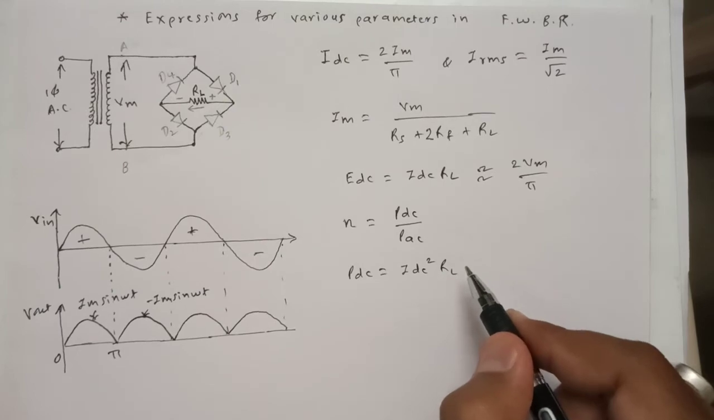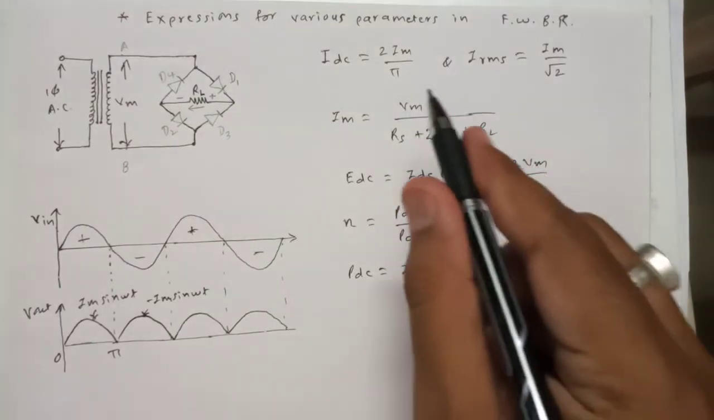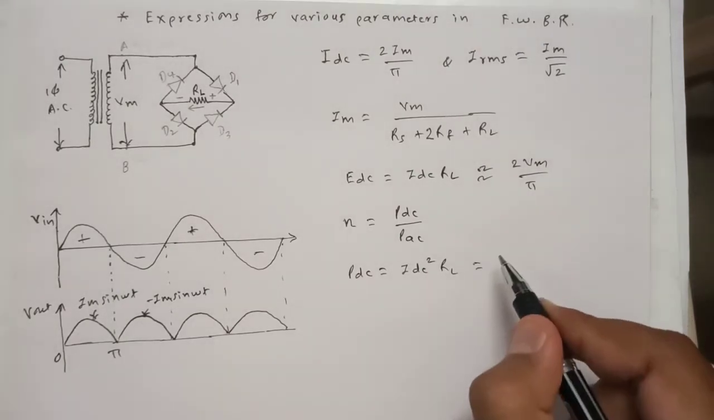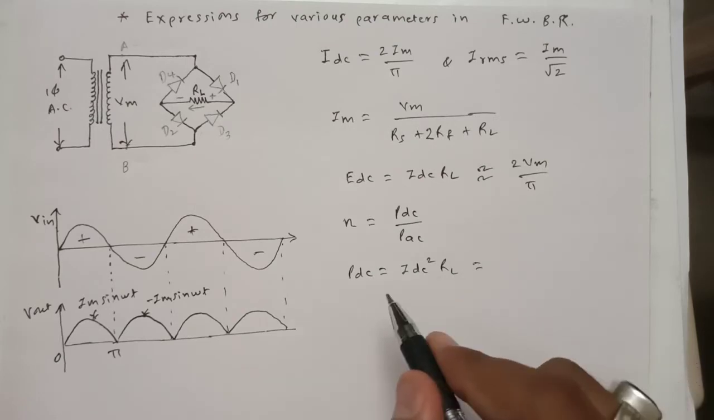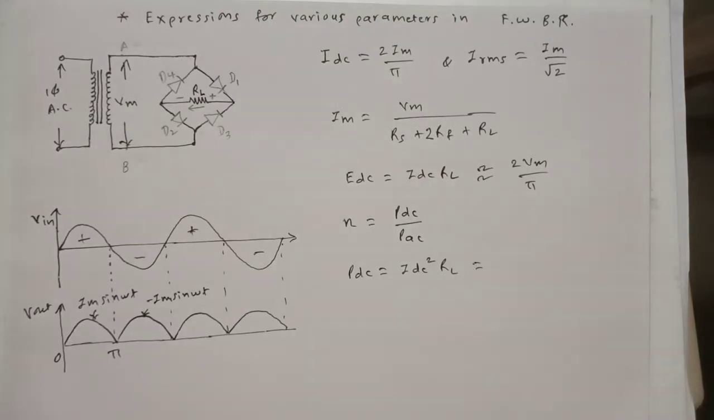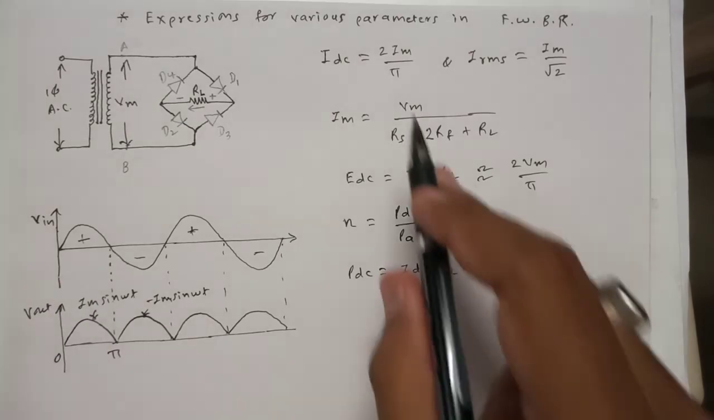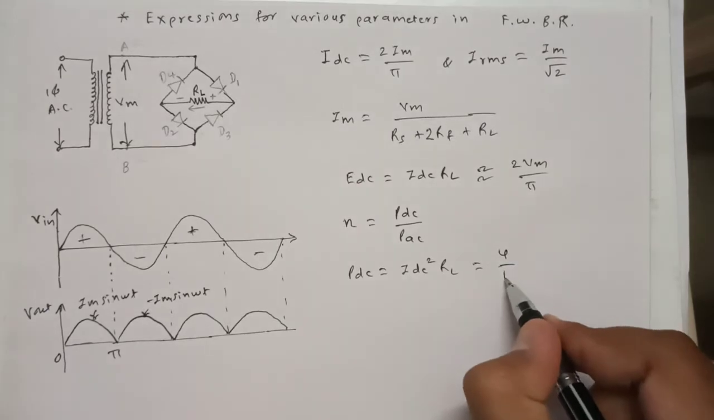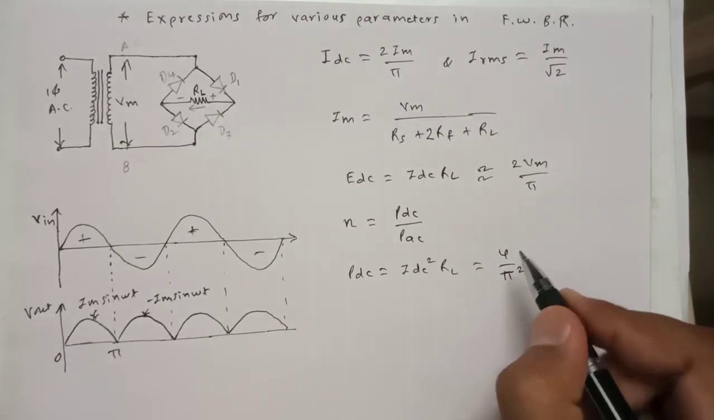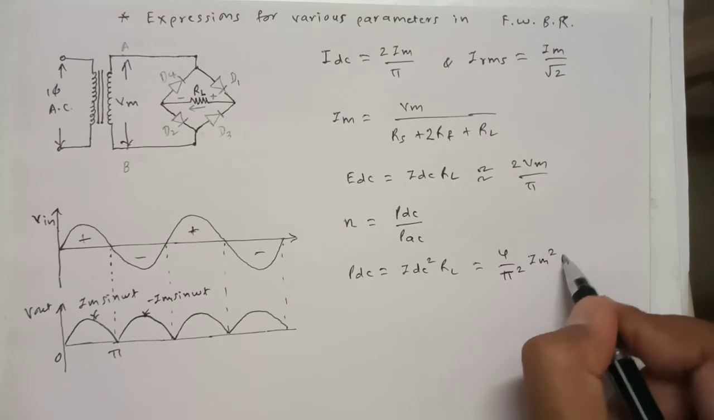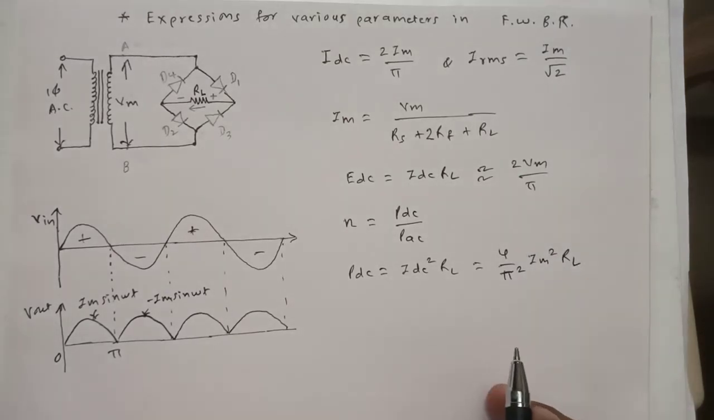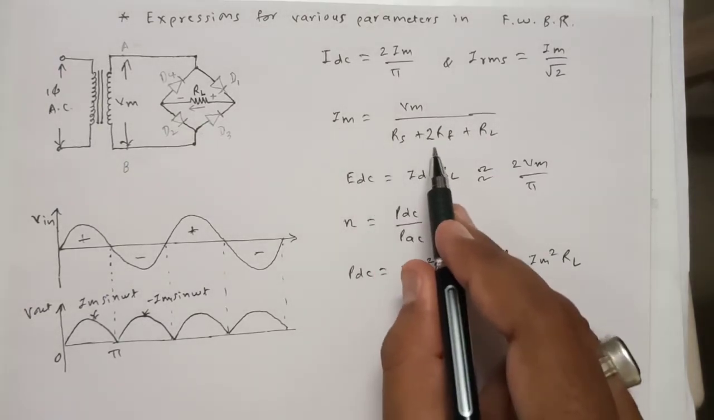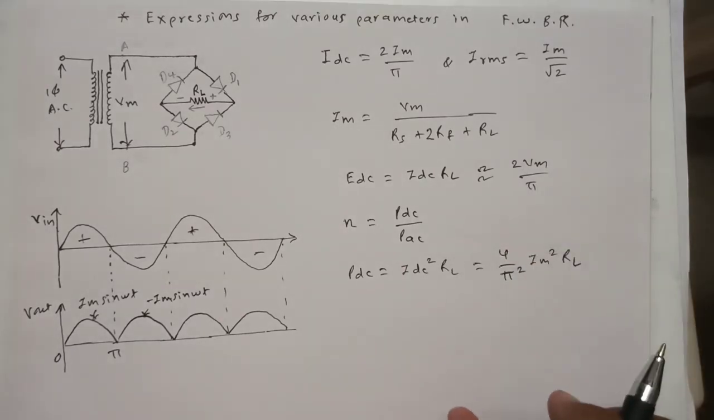And now what is the equation for IDC? This is here, and in this equation we have to put the value of Im. So I will directly write the equation for this Im. Here you can see IDC is this, so IDC square comes to be 4 divided by pi square, and here Im square multiplied by RL. Now further, if you want, you can put the value of Im as here, which we have already derived, and that can be taken further.